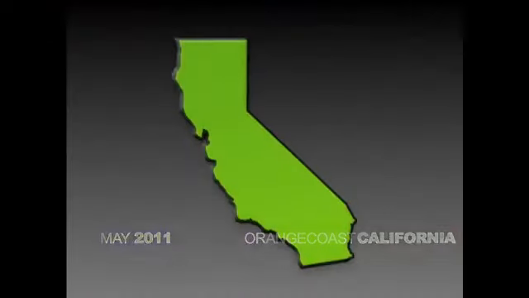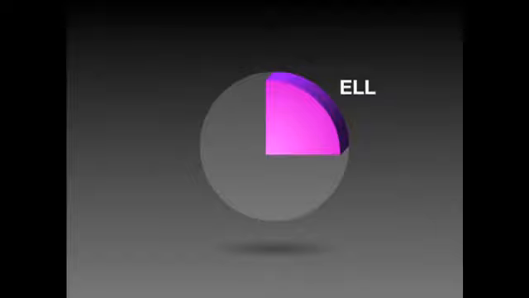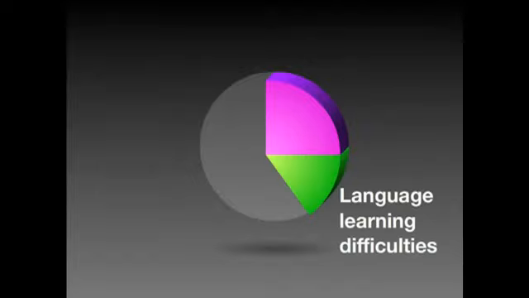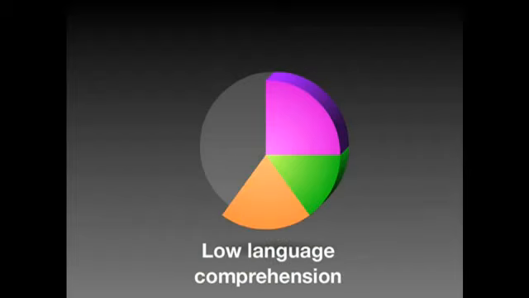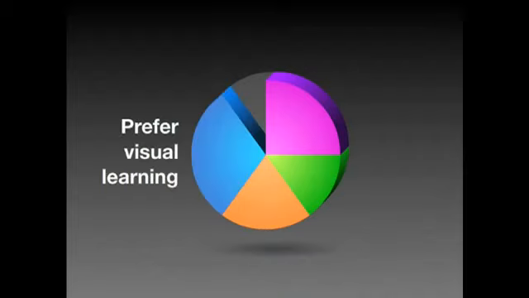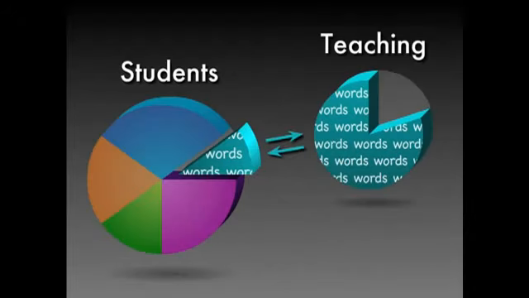Focusing on California, 25% of students are English language learners. Another 15% have language-based learning difficulties, such as dyslexia. An additional 20% fail language comprehension tests. And a large portion of the remaining students characterize themselves as visual learners. Left over, there's only a tiny little segment of students for whom current teaching methods are a good fit. And I was one of those students way down there.